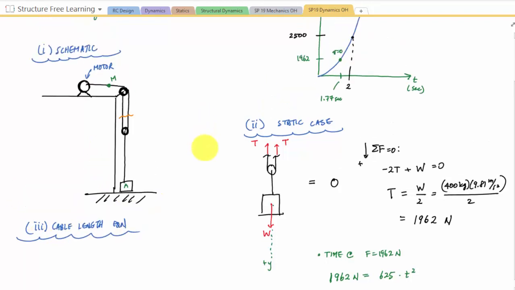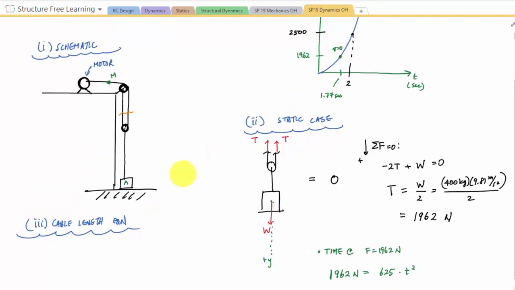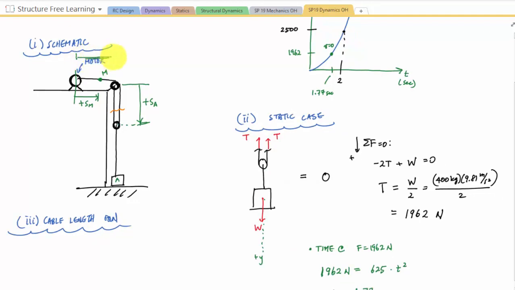In this, because we have a pulley problem, I need to choose a fixed location. So here, I'll choose the motor as a fixed location to M. I'll call that plus SM, that distance. And then from the pulley here to the cable at A, I'll just say this is part of the cable at A, so I'll call this plus SA. The one thing I also need is the length from fixed point to fixed point. I'll call that L, okay?